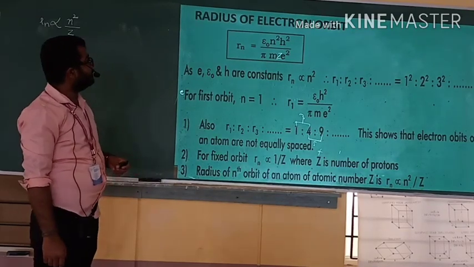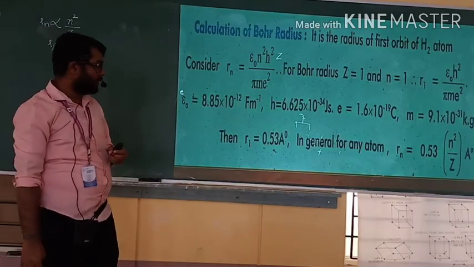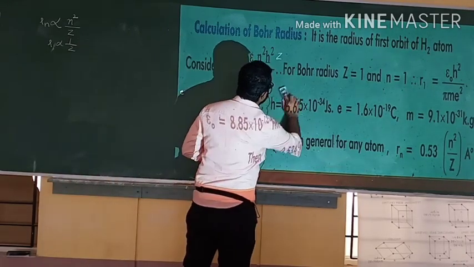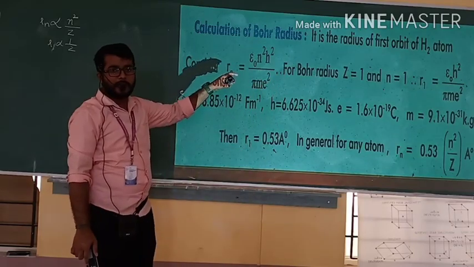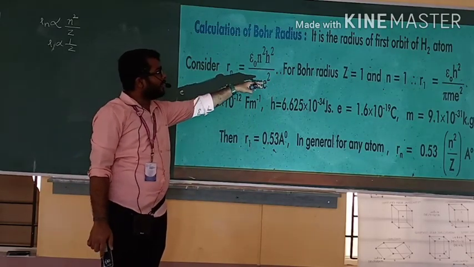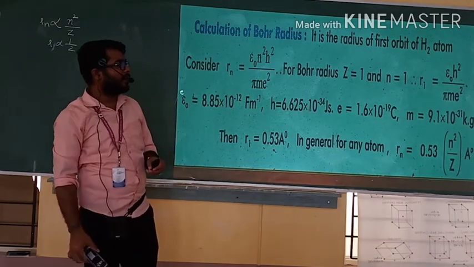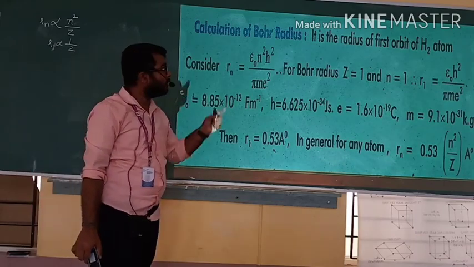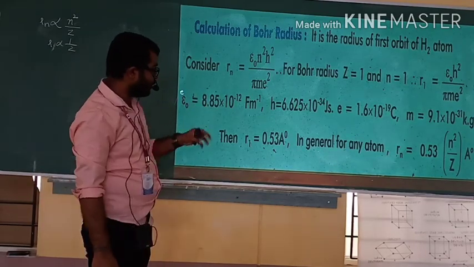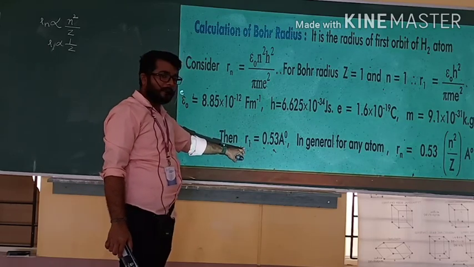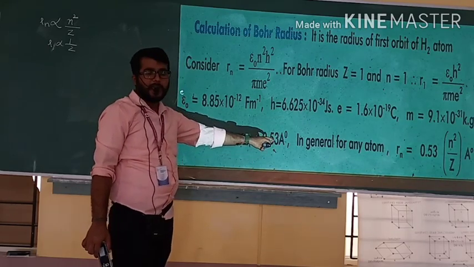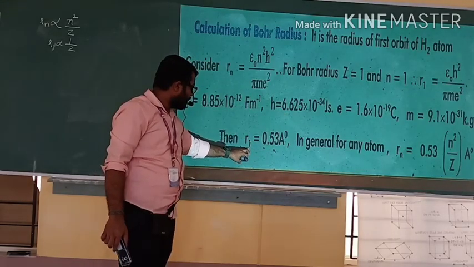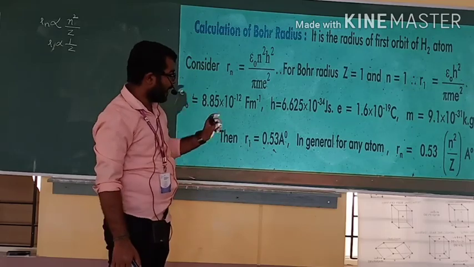Okay, next, calculation of the Bohr radius. I have done the calculation of the Bohr radius in the regular class, have a look at it once. Same, you have to take the Rn radius equation. Bohr radius is the radius of the first orbit of the hydrogen atom. That means taking the orbit with n is equal to 1 and substituting all the values, I will get r1 is equal to 0.53 angstrom. This is a constant value.